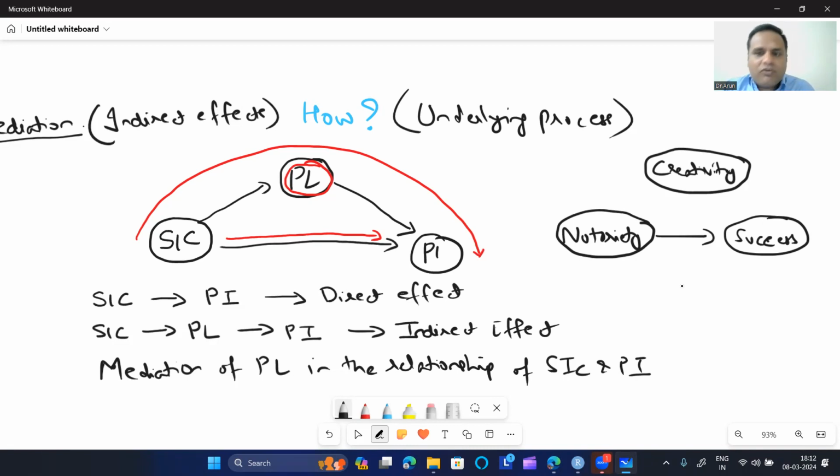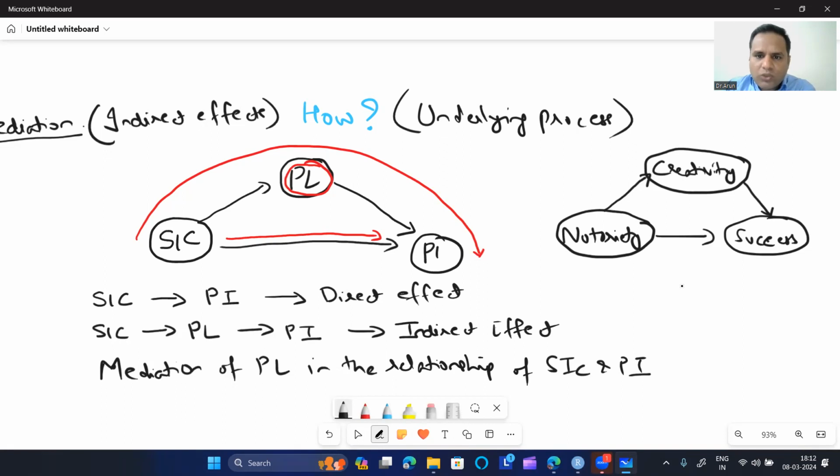Now there is one path from notoriety to success, and there is also a path from notoriety to creativity and from creativity to success. Whenever you see a mediation in a model, here you have two models. One is SIC, PL and PI, and the second is notoriety, creativity, and success. In both models, there is one construct conceptualized as a mediation. Whenever you see one construct conceptualized as a mediation, we call it a simple mediation.